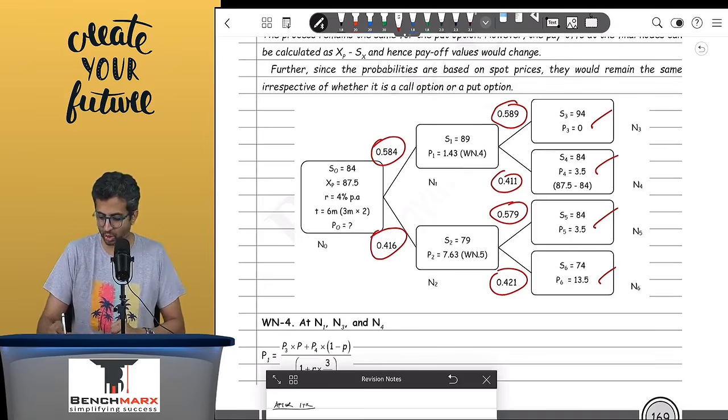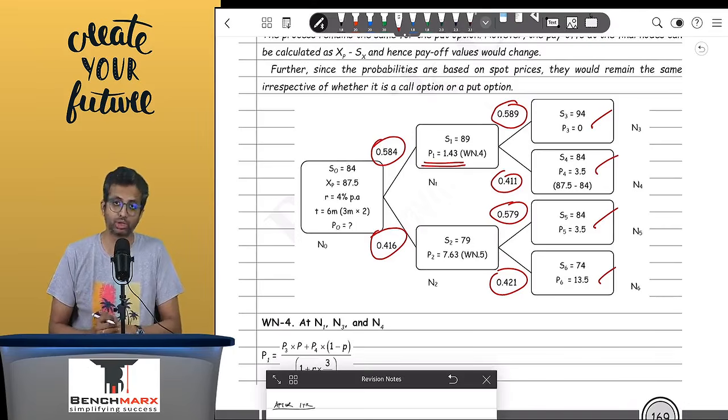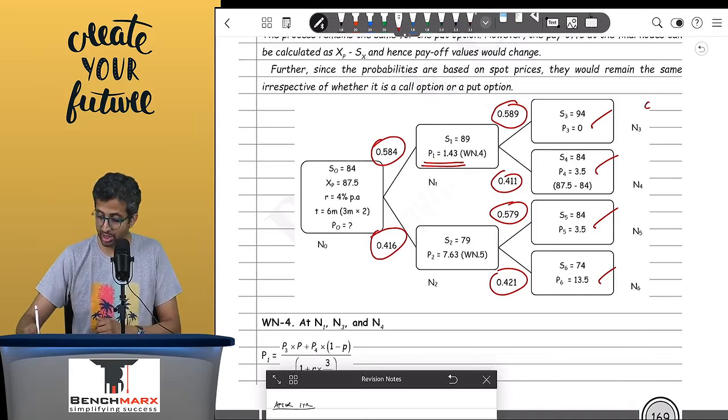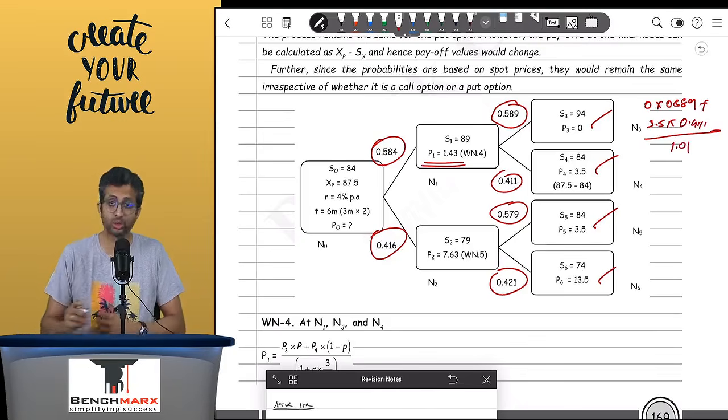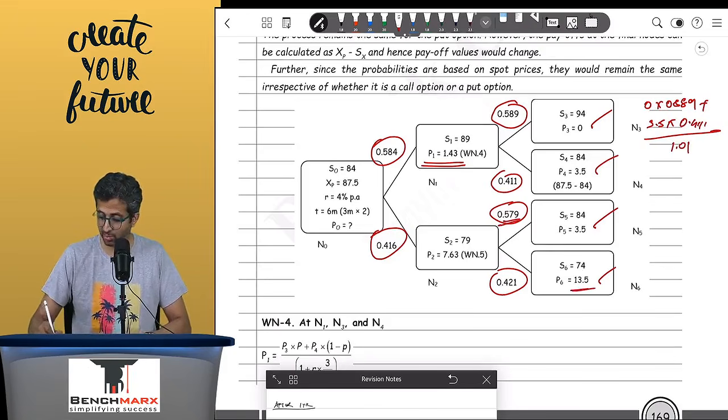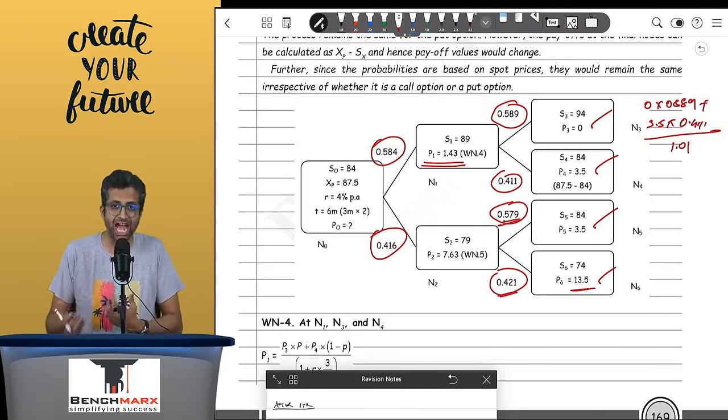Like you will say, okay, how did you calculate this 1.43? 1.43 would be 0 into 0.589 plus 3.5 into, let us say, 0.411, but this value will be after 3 months, so discounted by 1.01. If you do this, you will get 1.43. Similarly, 3.5 into 0.579, plus 13.5 into 0.421, discounted, and you will get 7.63.